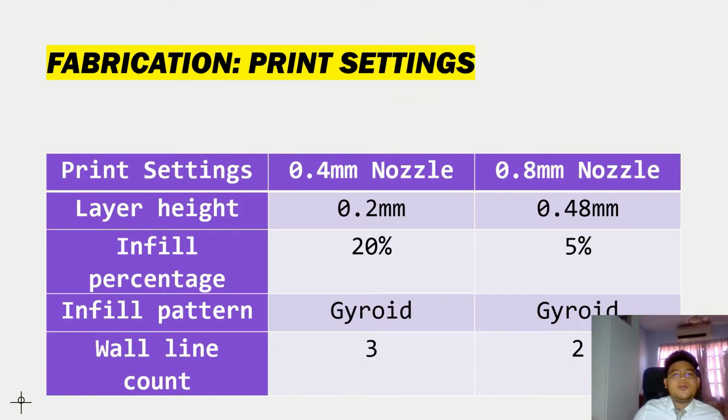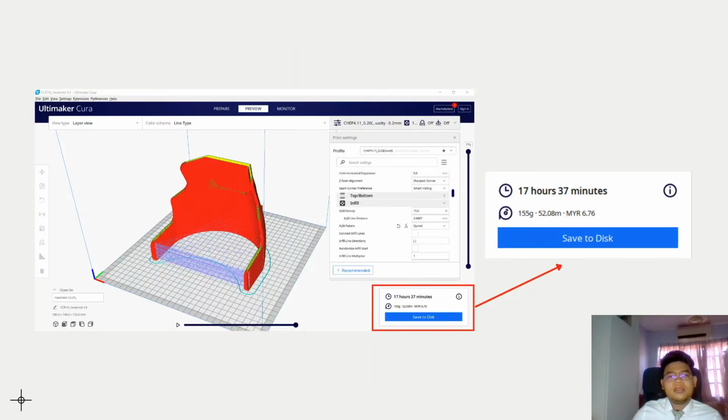Okay. And then for the print settings, there are 2 nozzles that we use: 0.4 and 0.8. Why there are 2 is because 0.8 is used to print larger things that don't need much detail, and 0.4 is used for something that needs detail. The 0.8 nozzle is much faster compared to 0.4 in terms of printing speed. And then this is the headrest in Ultimaker Cura. As you can see, it took 17 hours and 37 minutes, and the weight is 155 grams.